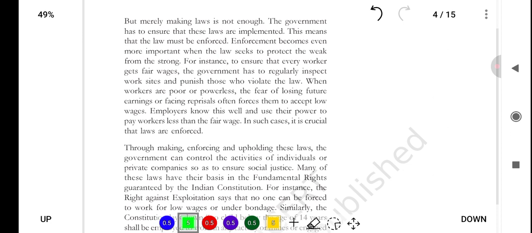The government must enforce laws to protect the weak from the strong, such as fair wages and protecting workers from employers who may pay less than fair wages. These laws, often based on the Indian Constitution's fundamental rights, aim to ensure social justice by controlling individuals or private companies. For example, the right against exploitation prohibits low wages or bondage, and the Child Labour Prevention Act banned children under 14 from working as domestic servants or in hazardous occupations.